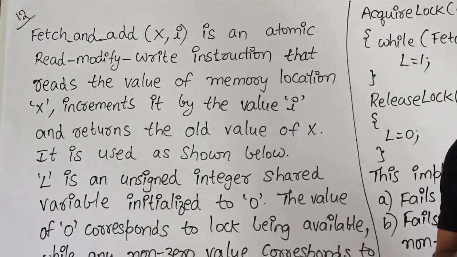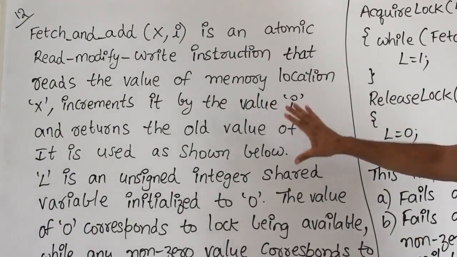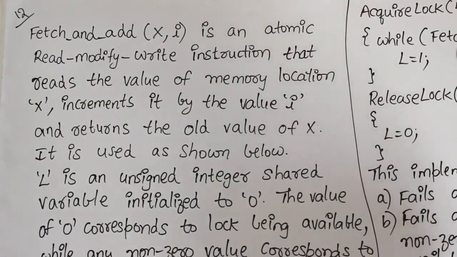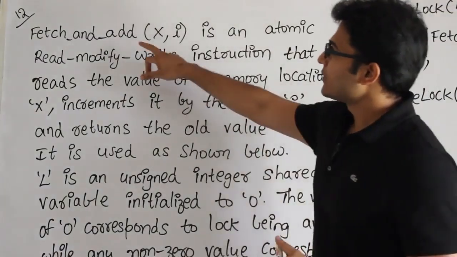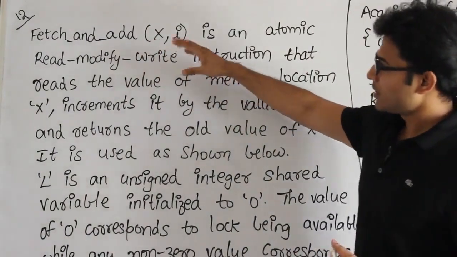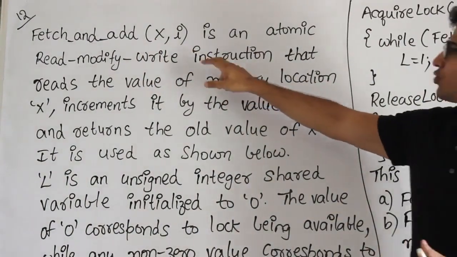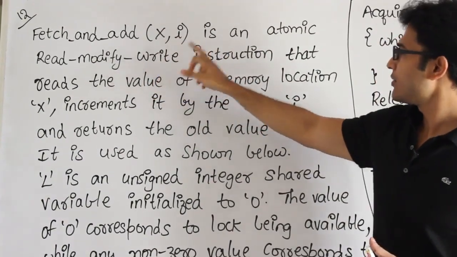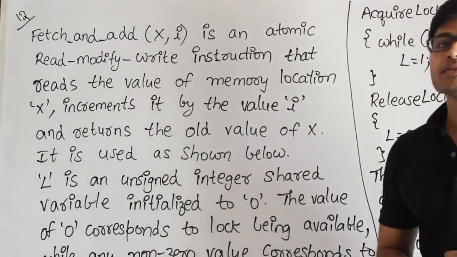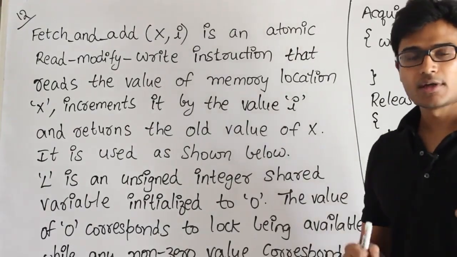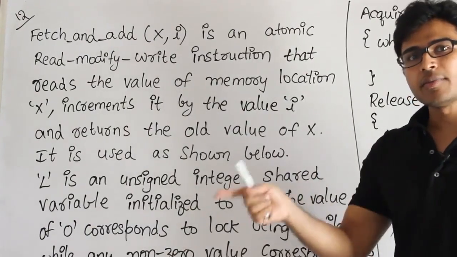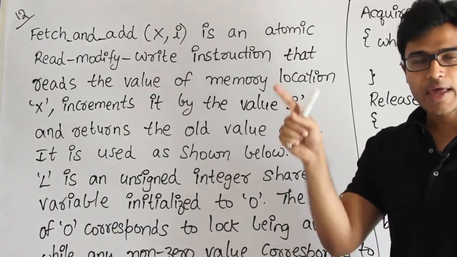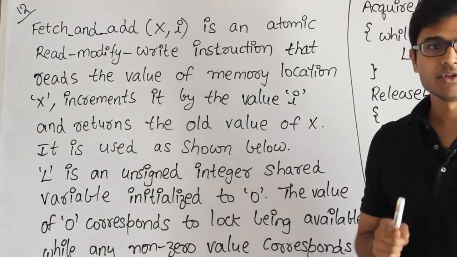You can find this question in any book. I'll just read it out and explain it for you and then solve it. Now watch this one. They are saying that fetch and add is a function which takes two arguments, x comma I, and is an atomic read, modify, write instruction. Read, modify, write means we are going to read it, then modify it, and then write it back.